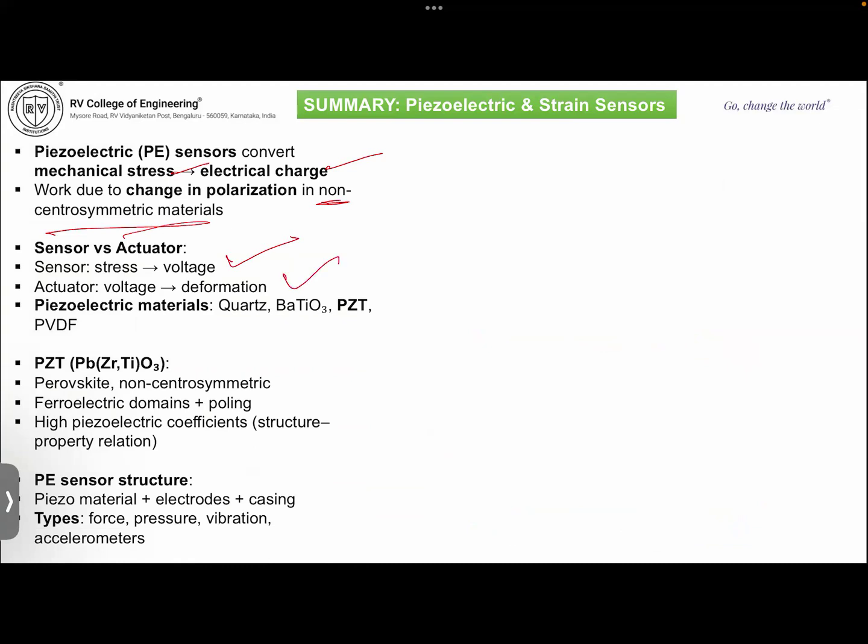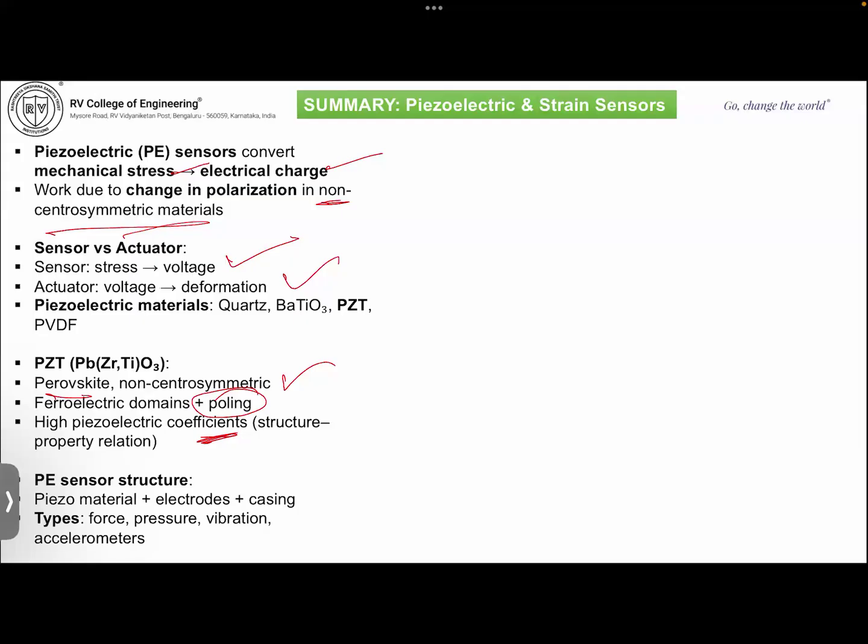We have discussed piezoelectric materials like quartz, PZT, PVDF, etc. PZT is made up of lead, zirconium, titanium, and oxygen. It has a perovskite structure, non-centrosymmetric. It has ferroelectric domains, and poling leads to the domains being aligned. It has high piezoelectric coefficients, that is the structure-property relation.